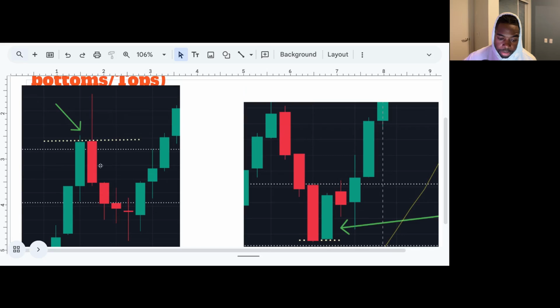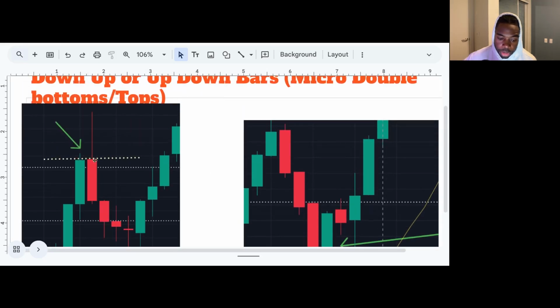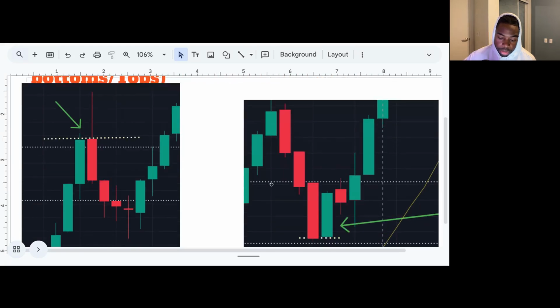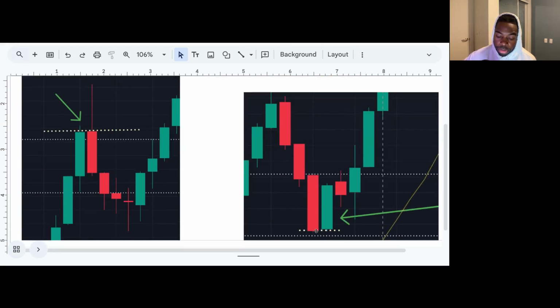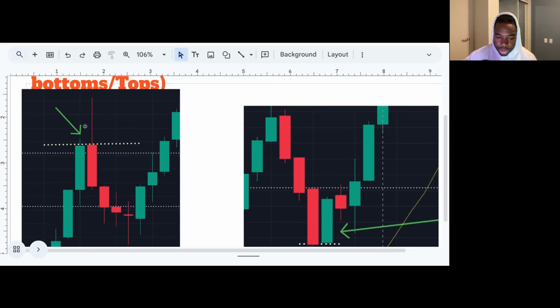They're also called up down bars or down up bars, but it's called the micro double top because it's a double top that's two bars that are right next to each other, and micro double bottom because it's two bars right next to each other. Okay, and then notice how we have a long topside wick and a micro double top. That's a guaranteed sign of an immediate reversal, and you can see how we had continuation to the downside here.